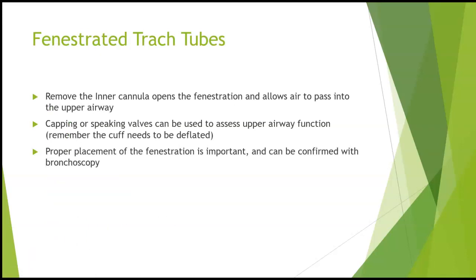So again, fenestrated tracheostomy tubes are tracheostomy tubes that have an opening on the posterior wall, above the cuff, of the outer cannula. By removing the inner cannula, this opens that fenestration and allows air to pass into the upper airway. Typically we can use a cap, or we can put a speaking valve on the opening of the trach, along with that fenestration, and deflate any cuffs that might be there. That allows us to assess that upper airway function.